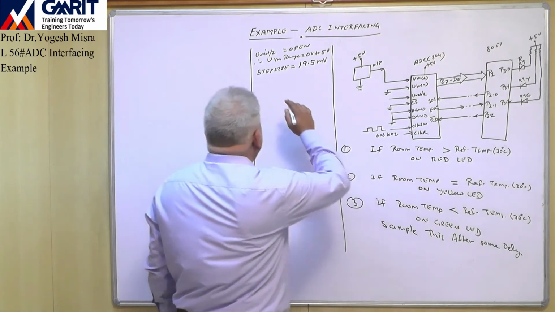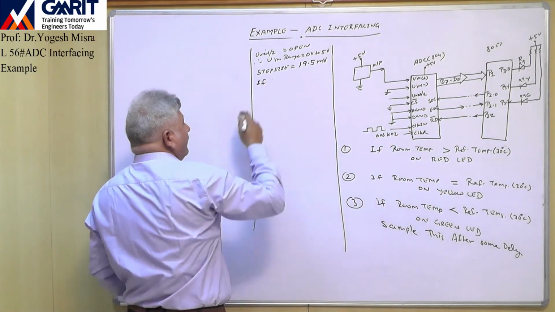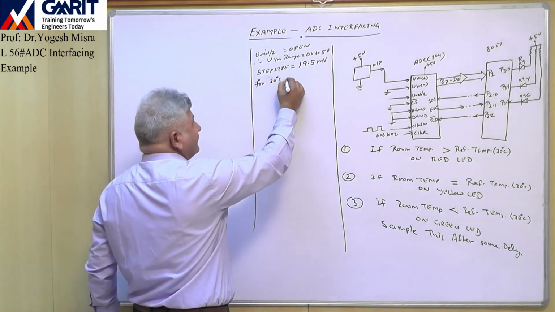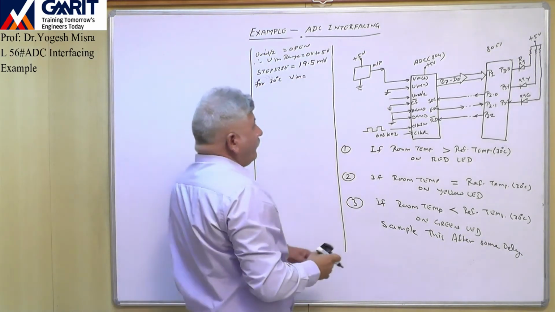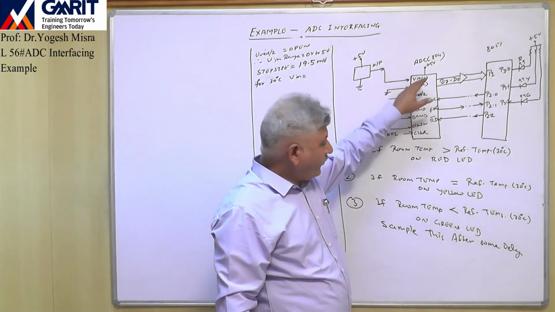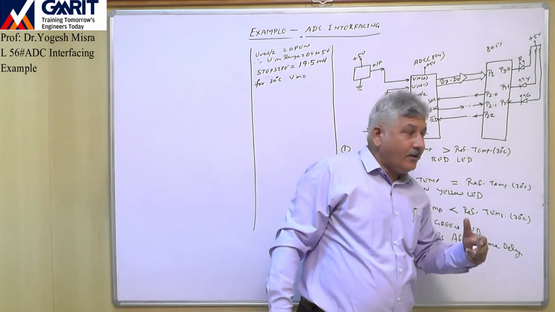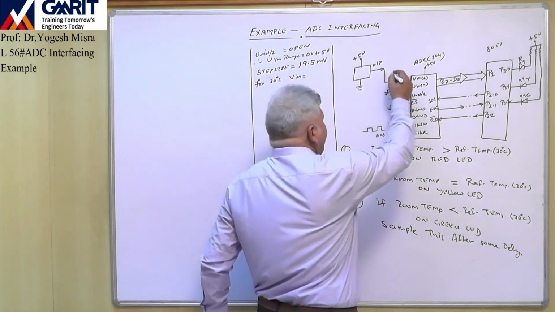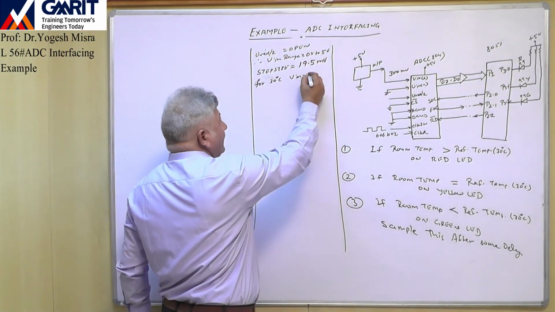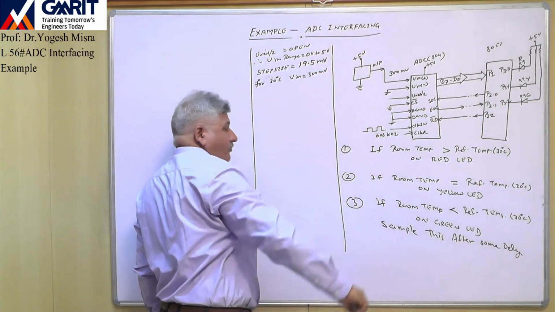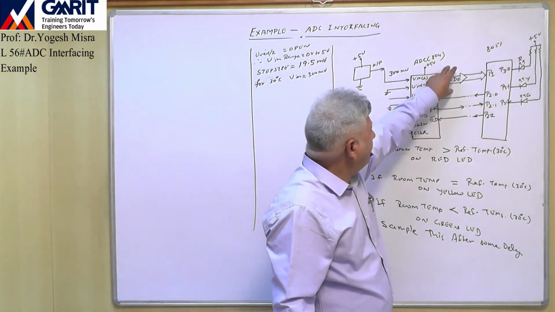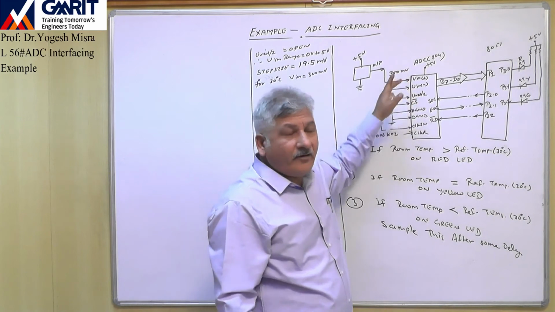Now for 30 degrees Celsius, V in, what analog value will be received at this pin? So for 30 degrees Celsius, this LM35 will generate 300 millivolt. For this V in is 300 millivolt. Now what is the digital output equivalent to 300 millivolt? So that we have to calculate.